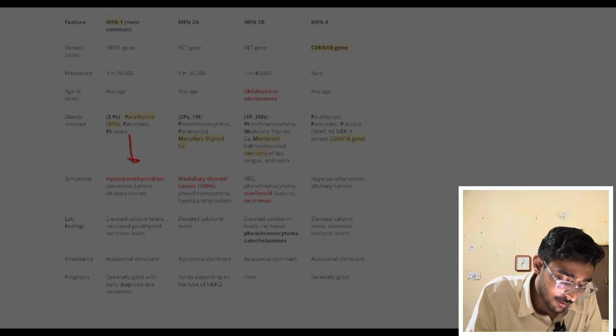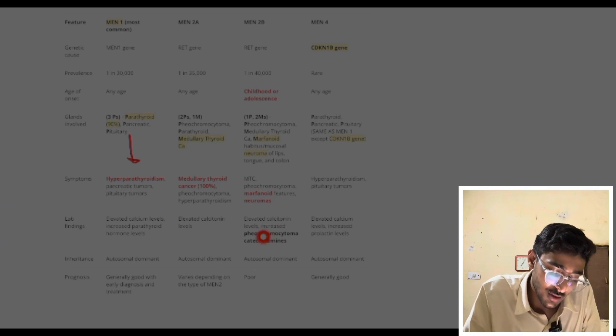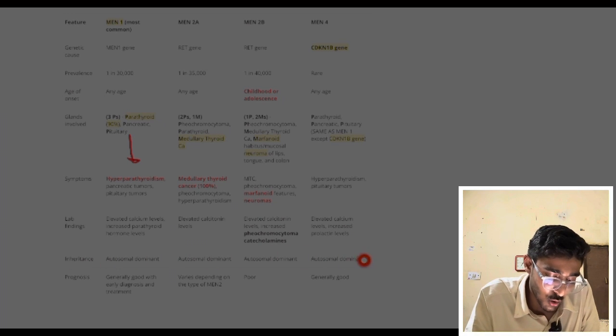These are the several lab findings seen in different MEN syndromes. Elevated calcium levels and increased parathyroid hormone levels are seen in MEN 1, and as the thyroid gland is involved in MEN 2A and 2B, we can see elevated calcitonin levels. In MEN 2B pheochromocytoma was there, so we see increased catecholamines. All right, and another important point to be noted here is that the inheritance of all the MEN syndromes is autosomal dominant. Yes guys, again autosomal dominant.